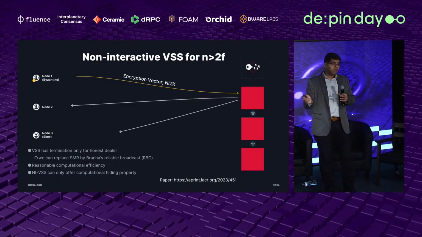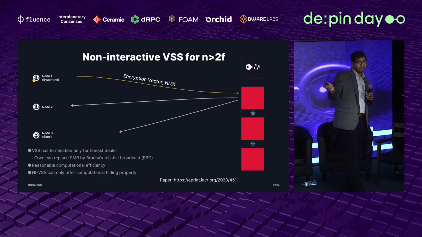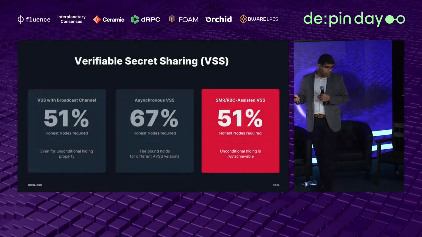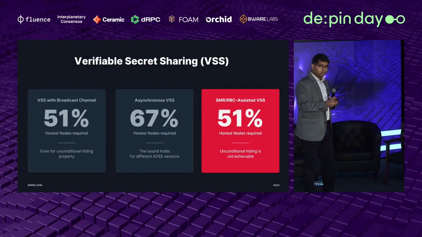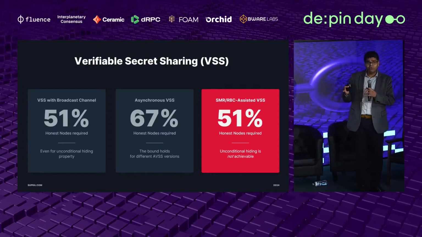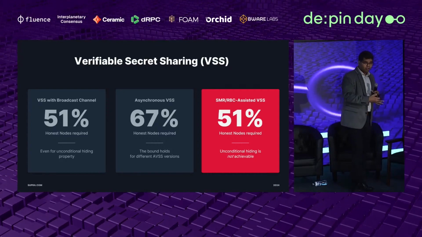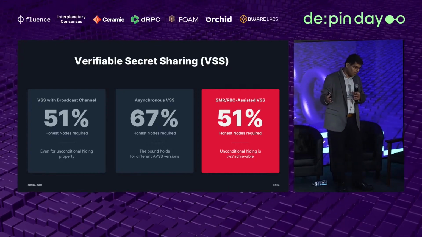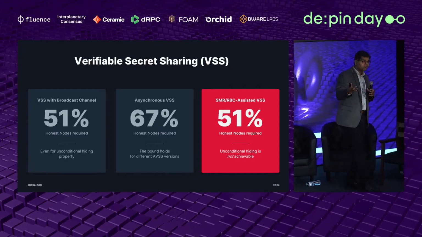We do not require a super majority for such a thing to work. So, in general, here's the summary slide. If you assume a broadcast channel, which is assumed more in academic literature, you can solve this problem with 51%, but again, we can't assume that to be true.